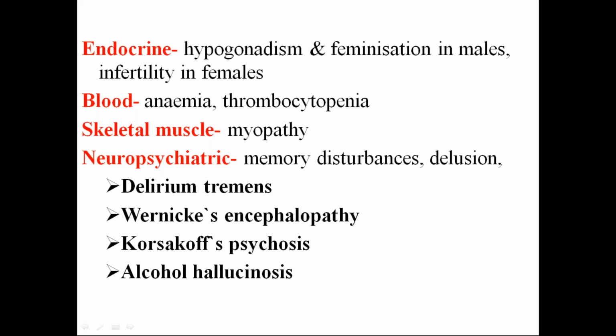There is hypogonadism, and the patient can have anemia and thrombocytopenia. Myopathy can be there, and then memory disturbances and delusions such as delirium tremens. These neuropsychiatric symptoms are very important. They have been asked many times in examinations. Delirium tremens has been asked many times as a 2 marks and also 4 marks question. Wernicke's encephalopathy, Korsakoff psychosis, and alcoholic hallucination.